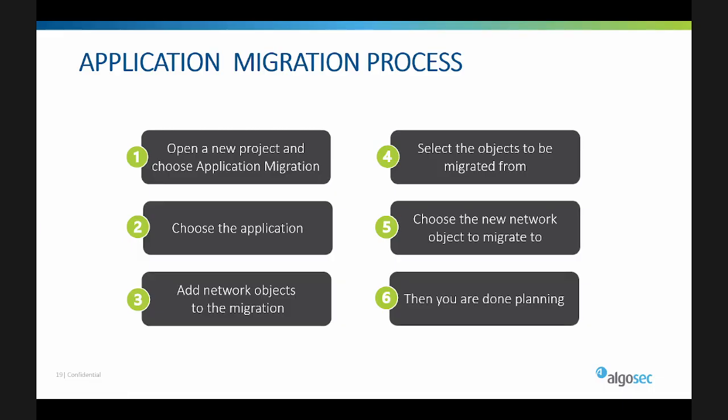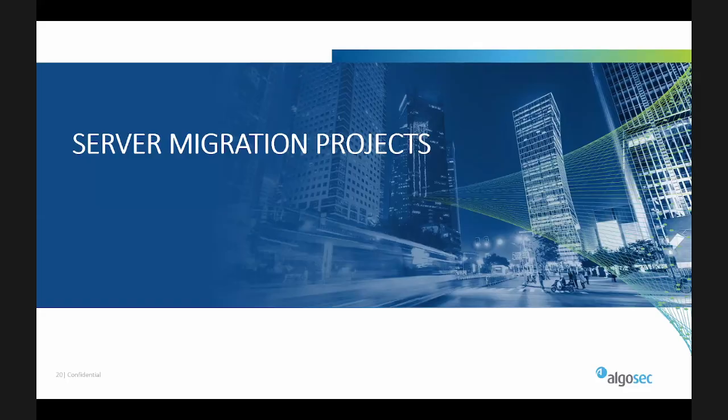Okay, so this is the workflow. You open a new project, an application migration project, choose the application you want to move, add objects to the migration, choose the objects we want to move from and the ones we want to move to, and that's the end of the plan. We can then go ahead and put that plan into action, and AppViz will create change requests to actually make that happen.